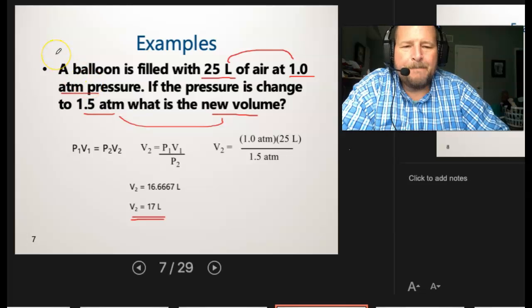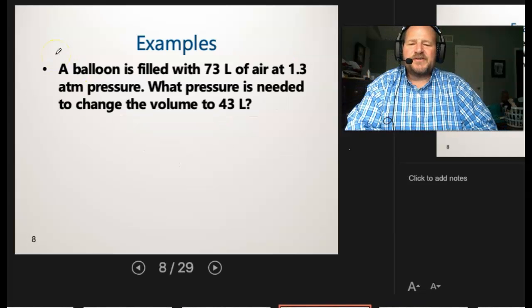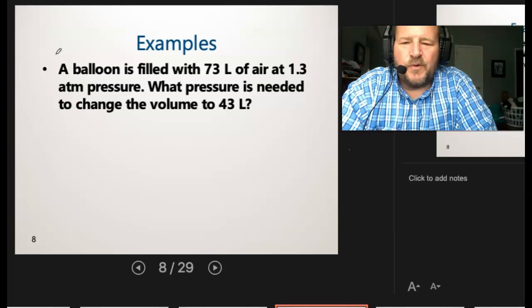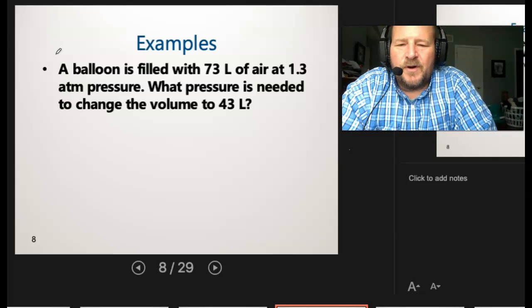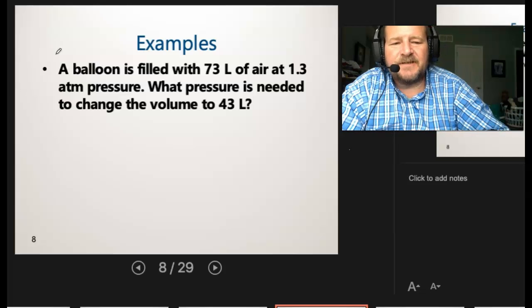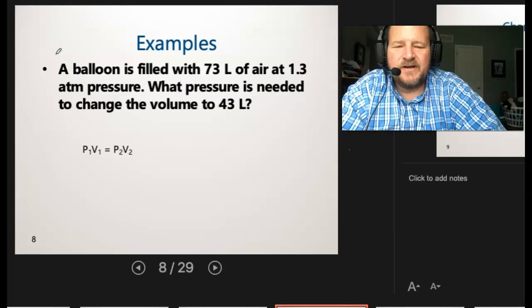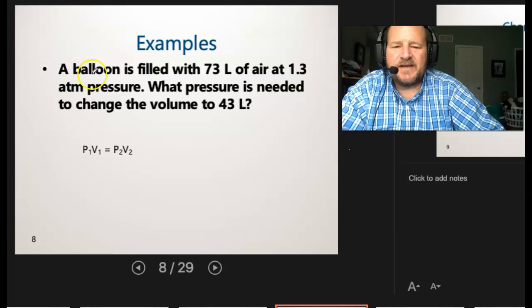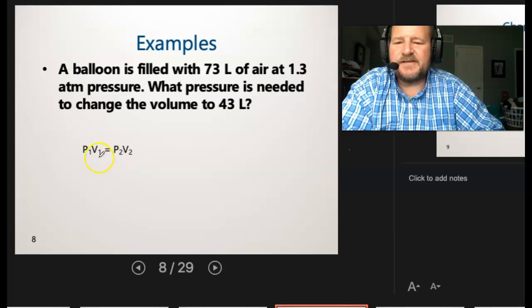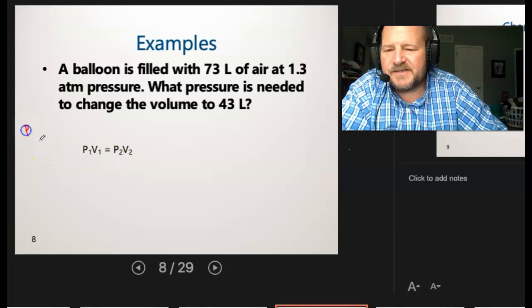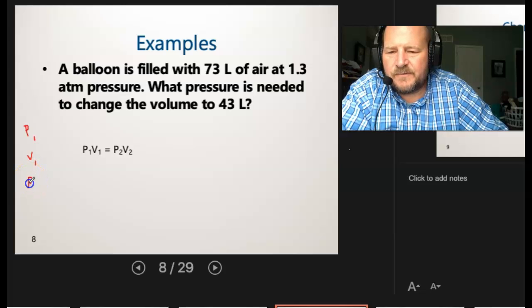All right, let's try this again. A balloon is filled with 73 liters of air at 1.3 atmospheres of pressure. What pressure is needed to change the volume to 43 liters? All right, so once again, we'll start with P1V1 is equal to P2V2. And again, one thing you can do to keep track of this is you can just make a little list. That tends to help people. P1, V1, P2, V2, some equal signs here. And we can just go through the question and pull these things out.